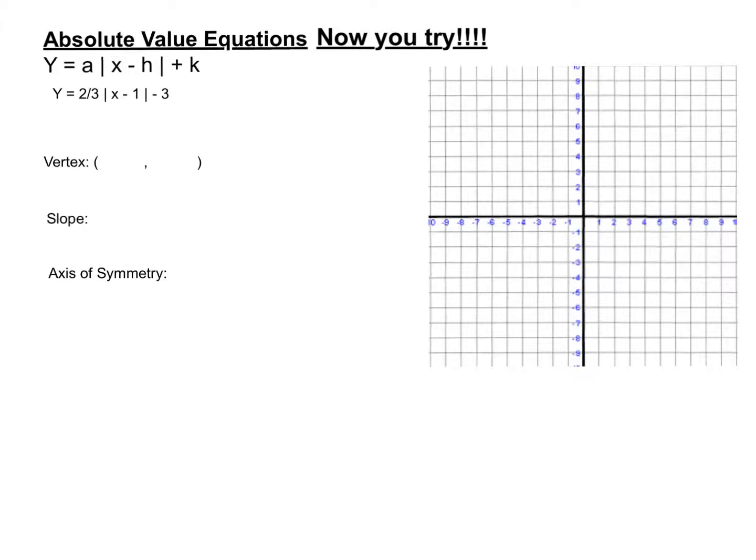Oh yeah, by the way, folks, in case you didn't realize, this ugly thing right here says 2/3. So that ugly a value is a 2/3. Just to let you know.